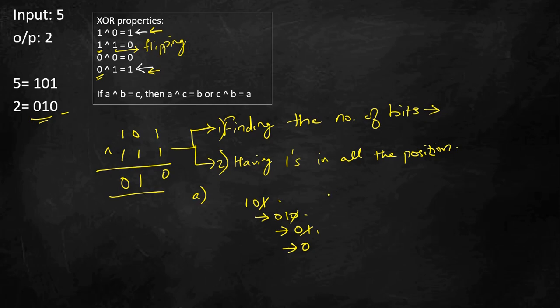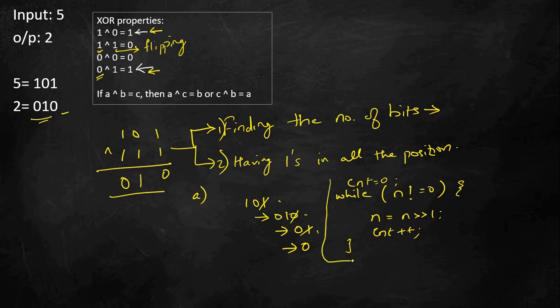So this code snippet will be a simple one: while my n is not equal to 0, n equals n right shift by 1. Since we want to count the number of times we go through the loop, we will declare a count equal to 0. Let us say the loop starts here and ends here, and here we will just increment the counter. So at the end of the loop our count will have the number of bits. So this is one way of doing it.